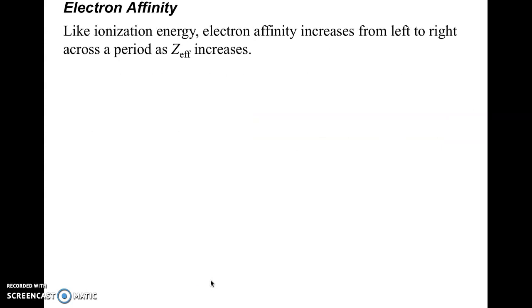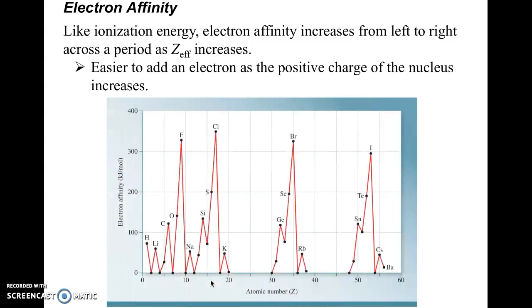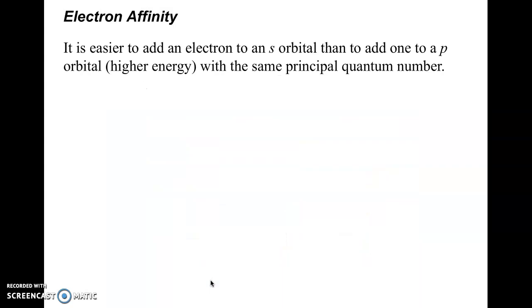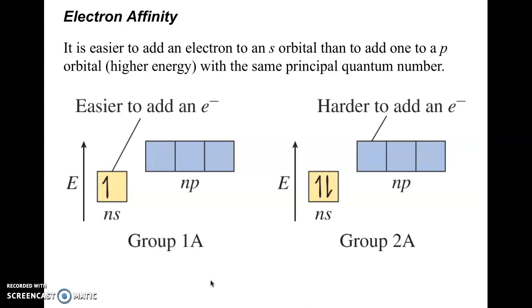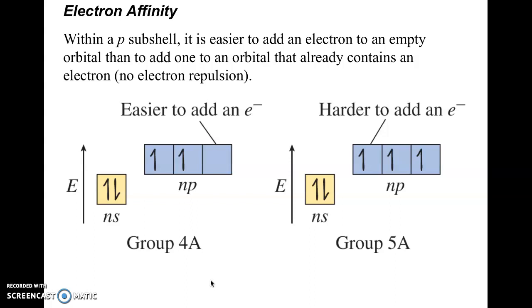Electron affinity increases from left to right. It's easier to add electrons as the positive charge of the nucleus increases, and so we get another chart with some periodicity. You'll notice that the ones at the very top with the highest electron affinity are all halogens. The periodic trend here is a little bit different. It's easier to add an electron to an s orbital than to add one to a p orbital, once again because that p orbital has higher energy. And this is just the same kind of diagram we looked at before. Within a p subshell, it's easier to add an electron to an empty orbital than to add it to one that already has an electron, because you have to pair them up and you have to overcome that repulsion.